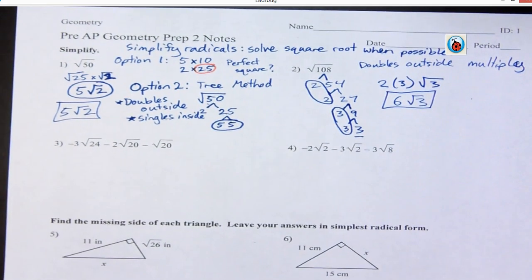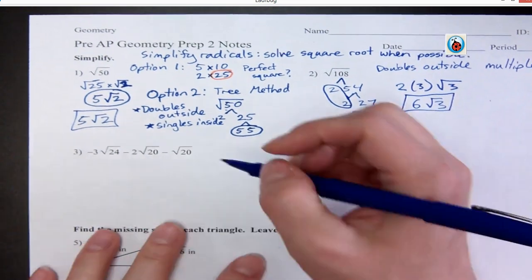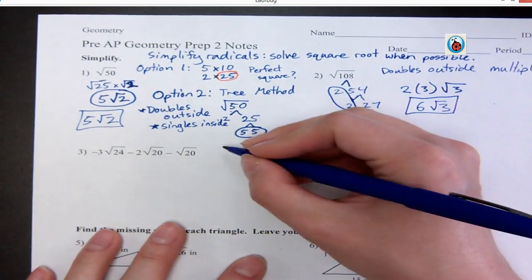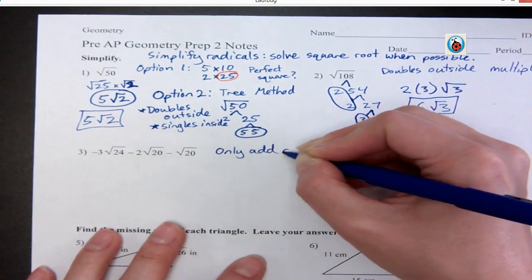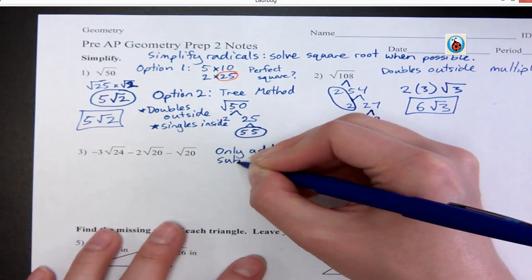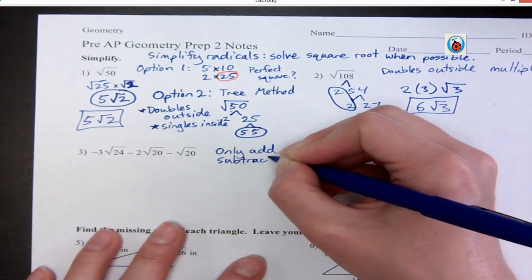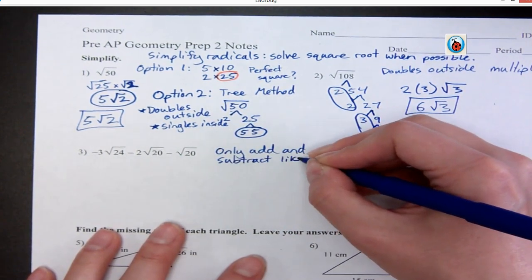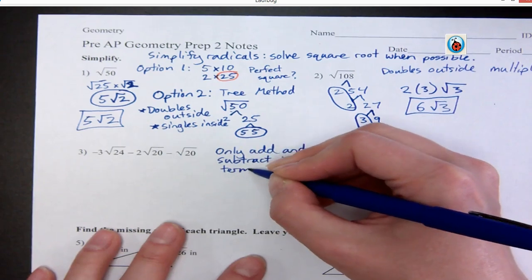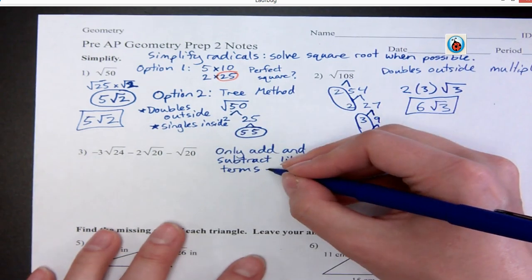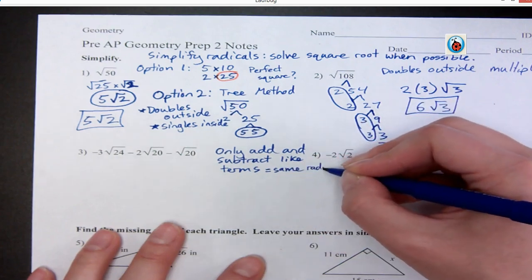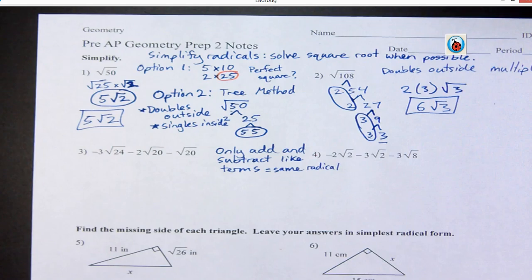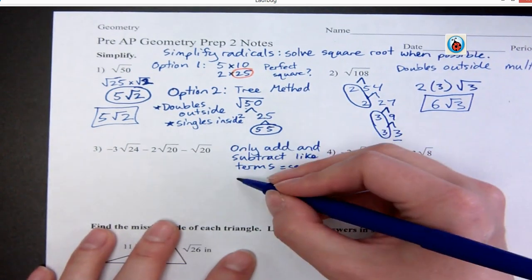Alright, now we get to the adding and subtracting radicals. So you can only add and subtract like terms. So like terms means they have to have the same radical. Okay, same radical or no radical. And so first thing we do is simplify.